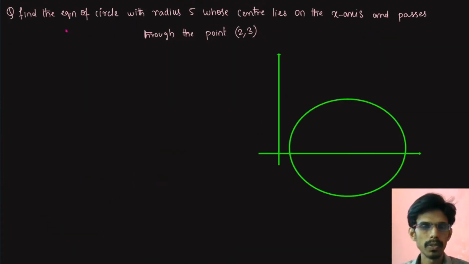Now let us solve this question. Find the equation of circle with radius 5 whose center lies on the x-axis and passes through the point 2, 3. Now here we have x-axis. On this x-axis we have a center. We know that on x-axis y is 0. So I am taking h, 0 as the center. And this circle is passing through point P 2, 3.